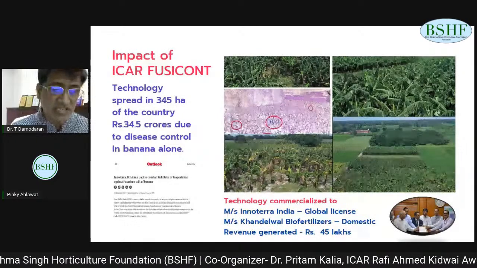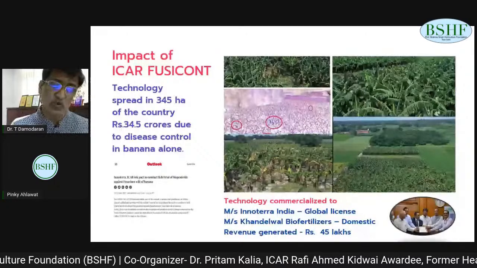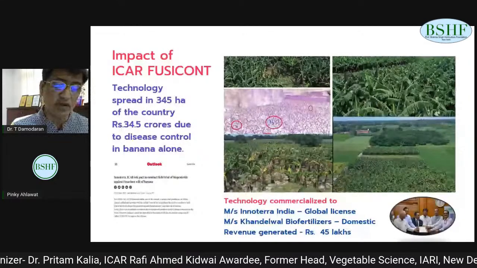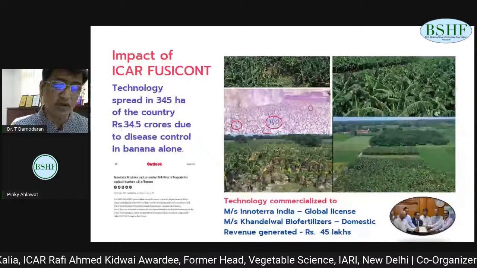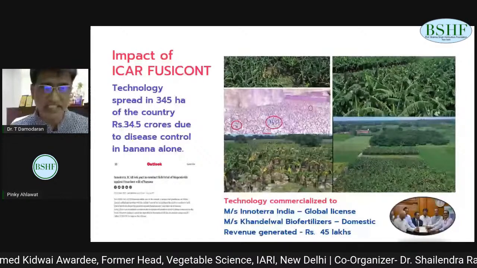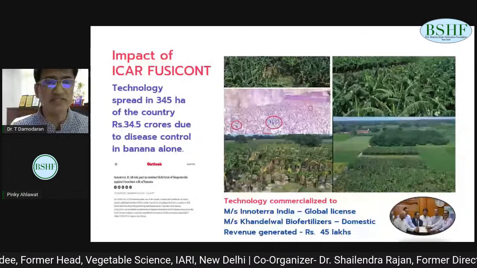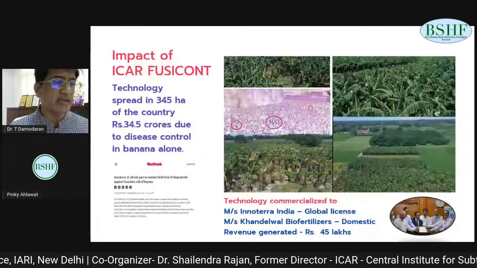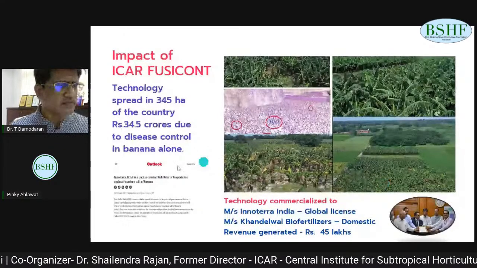And for domestic need, Kandelwal Biofertilizers has taken it. In total, ICAR has got 45 lakhs just by licensing, and we are getting royalty also. 35 lakhs is going to come to us as royalty, because 1 lakh hectares people have started. The government has given subsidy for this program. So this is the impact, and the wonderful product.